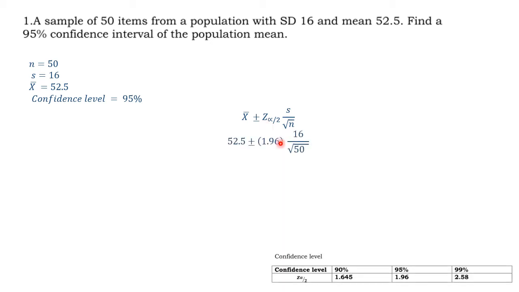Z at 95% is 1.96. Replace here. X bar 52.5, S 16, and N is 50. Solve it 2 times, first time with minus and second time with plus. Use a calculator to find the answers. Round your answers up to 2 decimal places. So this is the confidence interval of the population mean.